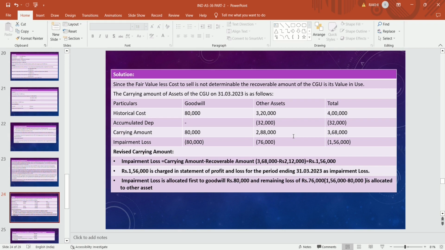Now the carrying amount of the asset of the CGU as on 31st March 2023 is as follows. Goodwill 80,000, other asset 3,20,000 when it was acquired, and the total value of the asset is 4 lakhs. Accumulated depreciation: there is no depreciation on goodwill. There is a depreciation on other asset, that is 32,000, and the carrying amount will be goodwill 80,000 and other asset will come 2,88,000 and the total will be 3,68,000.